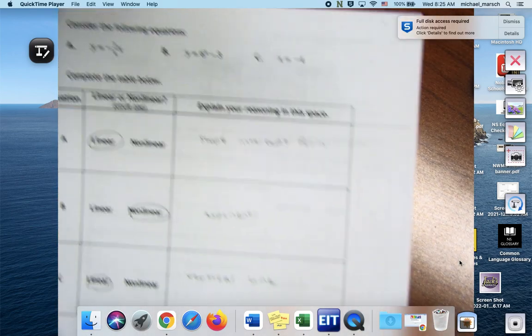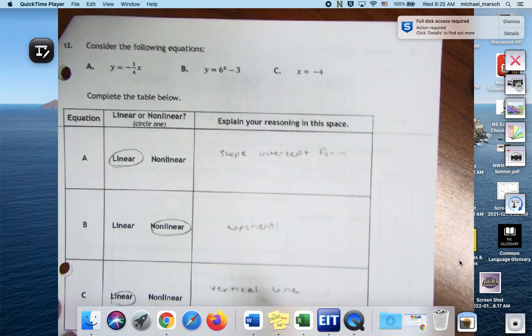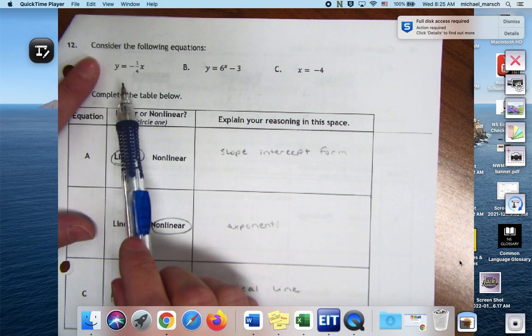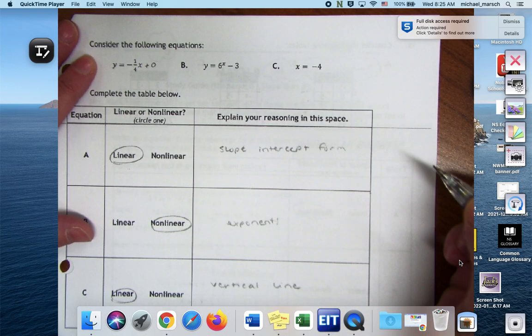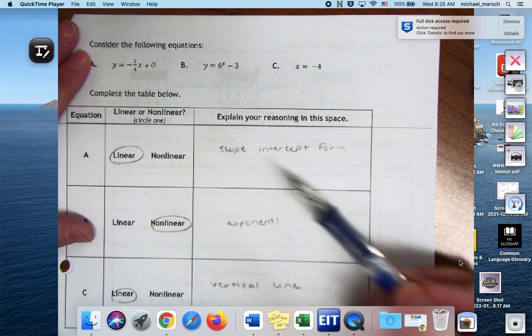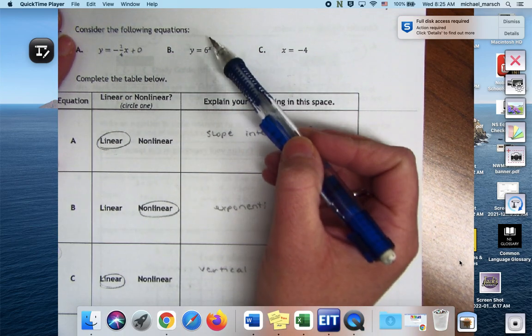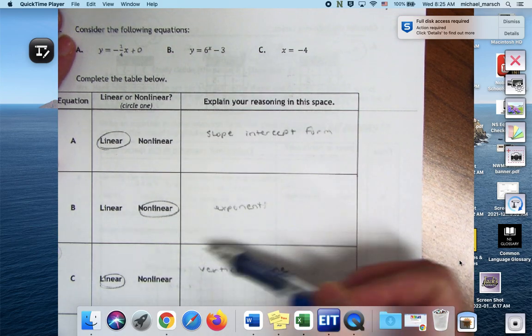Next page, looking at equations, what we did yesterday. A is linear because this could be slope-intercept form. What would my y-intercept be for this one? It would be 0, meaning that it goes through the origin. B is nonlinear because there's that exponent there. That's going to make it a curved line.